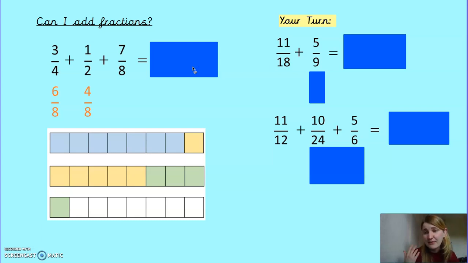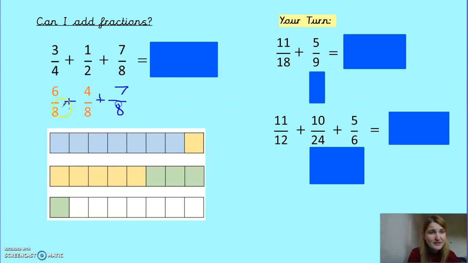So my step 1 is I need to find a lowest common denominator, so a number that's in all of these times tables. I know 8 is in the 2s, the 4s and the 8 times tables. So that's step 1. Step 2, I'm going to convert them all into 8ths. So 3/4, I multiply the bottom and the top by 2 to get 6/8. And 1/2, I multiply the top and the bottom by 4 to get 4/8. So step 2 was converting. I've now got 3 fractions that have all got the same denominator.